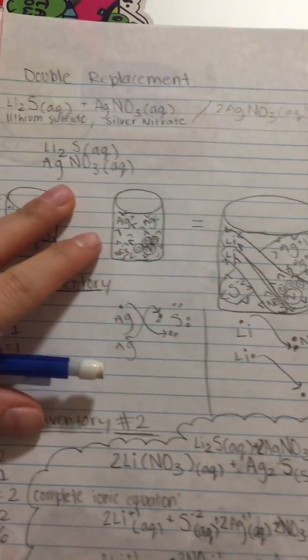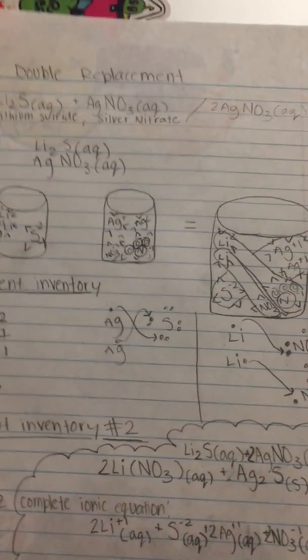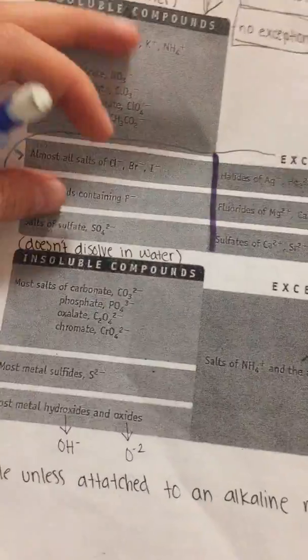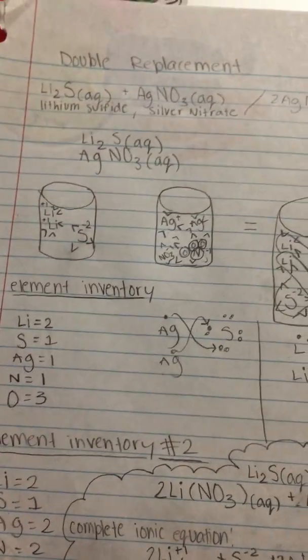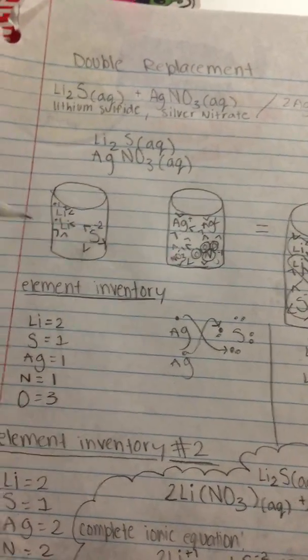But looking at silver nitrate, we're going to look at our solubility table, and we're going to see that there's no silver, but there is nitrate right here. So we also know that that is aqueous, or soluble. So now that we know that, we're going to draw it out. I like to draw two beakers.